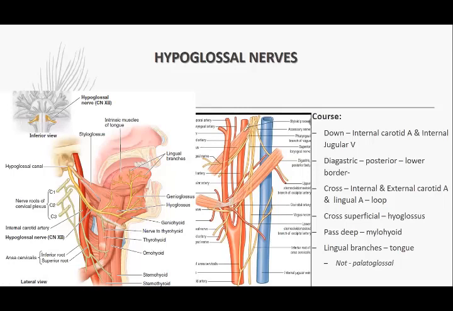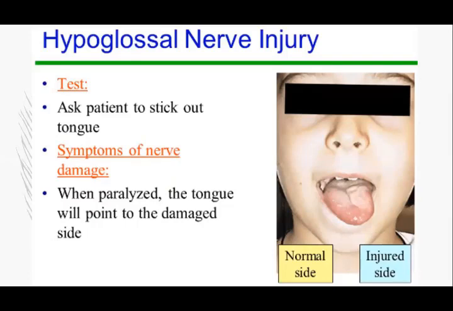Now I have mentioned here lingual branches. That means branches to the tongue. These are not branches of the lingual nerve, beta. These are simply lingual branches. This is very important. This is a very commonly asked question.